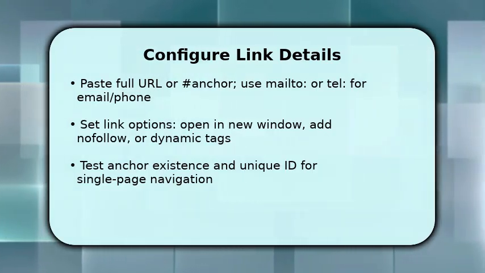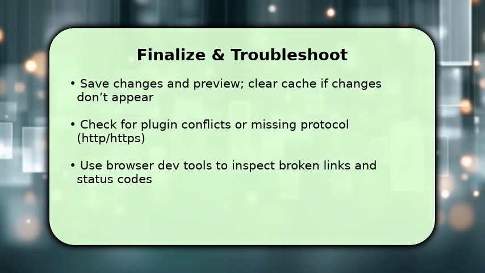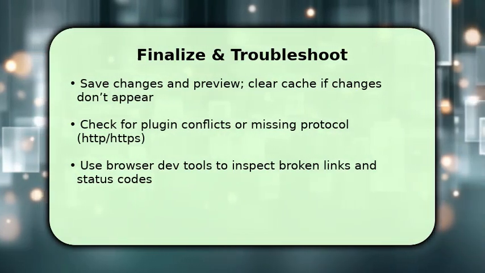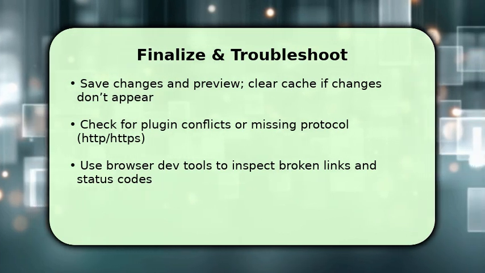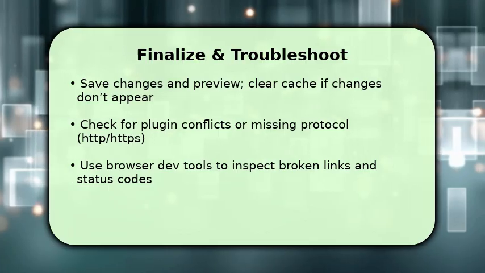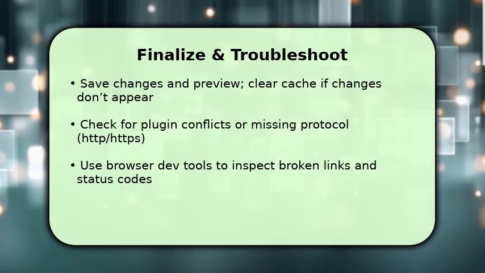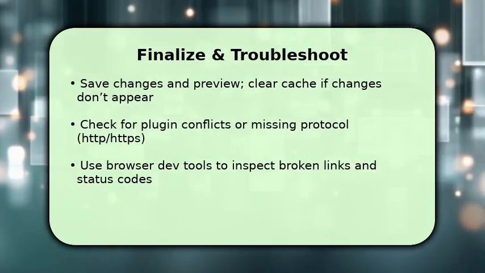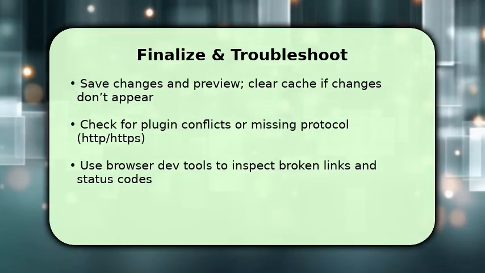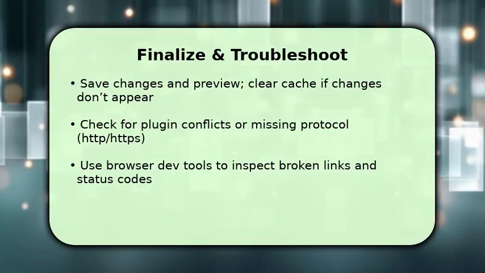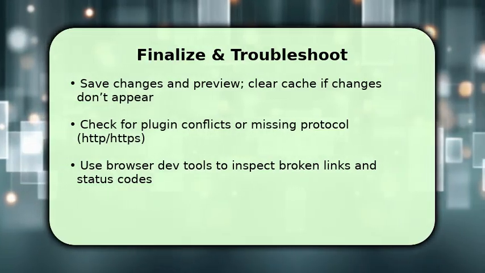Finish by saving or updating the page and using preview to test the link in desktop and mobile views. If the link fails, clear any caching plugin and browser cache, then retest. Often the issue is an omitted protocol like HTTPS or a plugin conflict. If problems persist, inspect the element with browser DevTools or check server response codes. And if an anchor won't jump, verify the target has the exact ID and isn't hidden by sticky headers that offset the scroll.